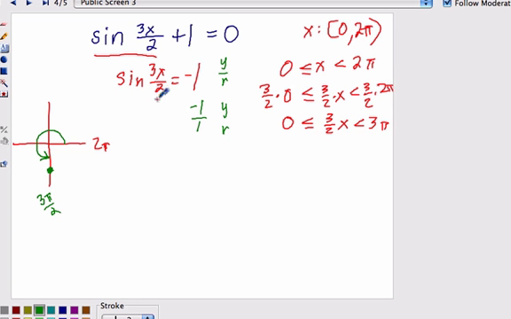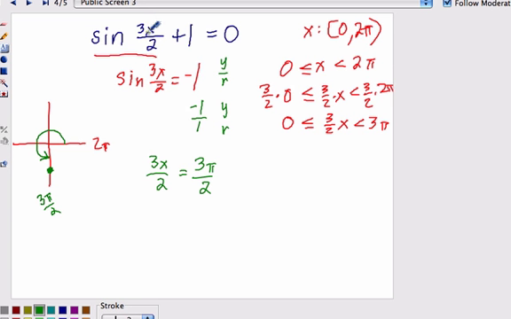So what I have here is 3x over 2 equals 3 pi over 2. Now what I want you to realize is if I rotated all the way around and then rotated back to 3 pi over 2, that's more than 1.5 rotations. So I don't need to count that interval. So it's not in between here. Okay?